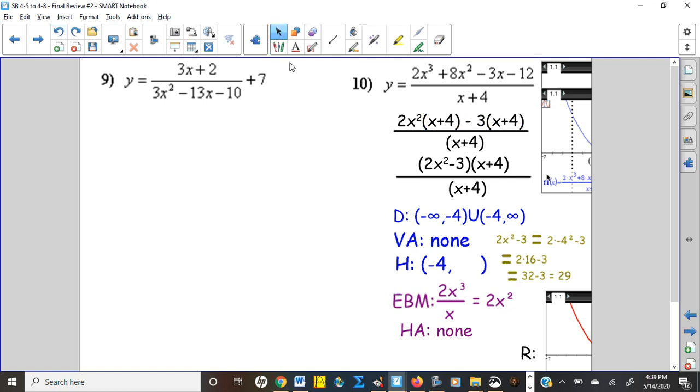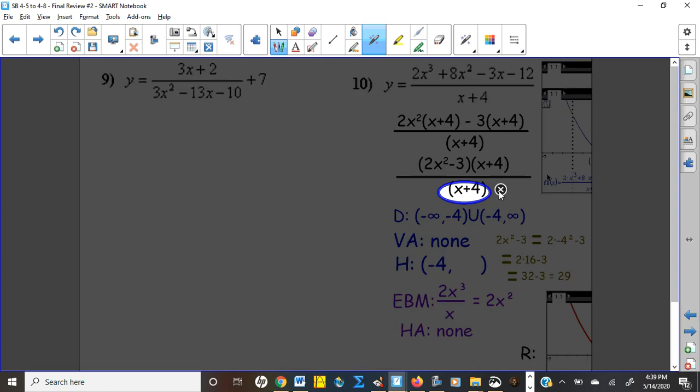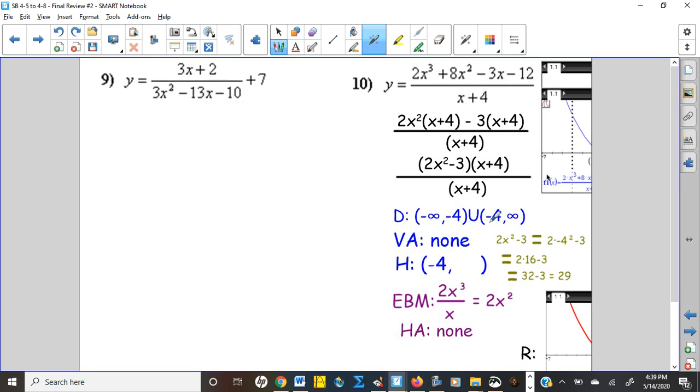The bottom didn't need to be factored, and so really without even factoring the top, we could have done the domain. Remember, the domain is just going to be zeros in the denominator. Those are the only undefined values. So we can take that negative 4 out. Boom, the domain is done.